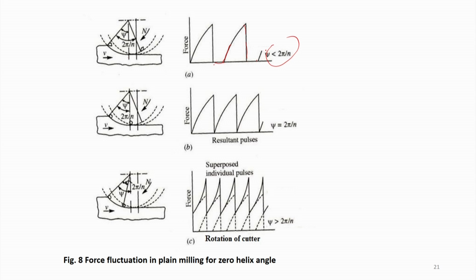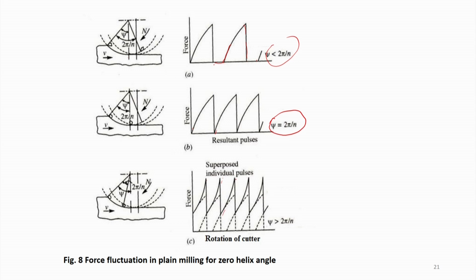The other situation is that psi is exactly equal to 2 pi by n. So force decreases and then suddenly it increases. The third situation is that psi is greater than 2 pi by n. In that case, individual pulses are going like this and force is going up, but suddenly the other tooth also makes contact. So that is also there, and their resultant effect will be like this.